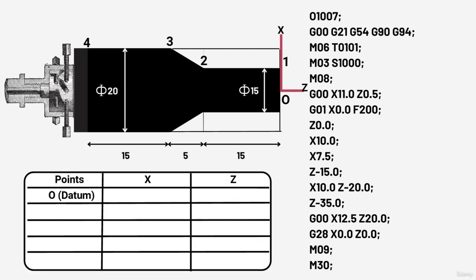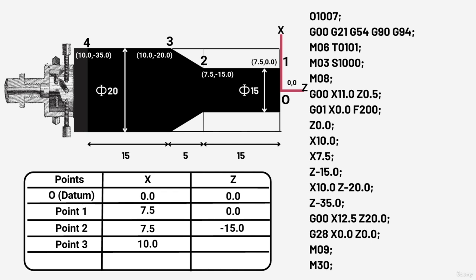So for the starting point or the datum, the coordinates are obviously 0, 0. For point 1, the coordinates are 7.5 and 0. 7.5 mm is for the x-axis and 0 is for the z-axis. For point 2, 7.5 is for x and minus 15 would be for the z-axis. For point 3, 10 would be for x and minus 20 would be for the z-axis. And finally for point number 4, 10 would be for the x-axis again and minus 35 would be for the z-axis.